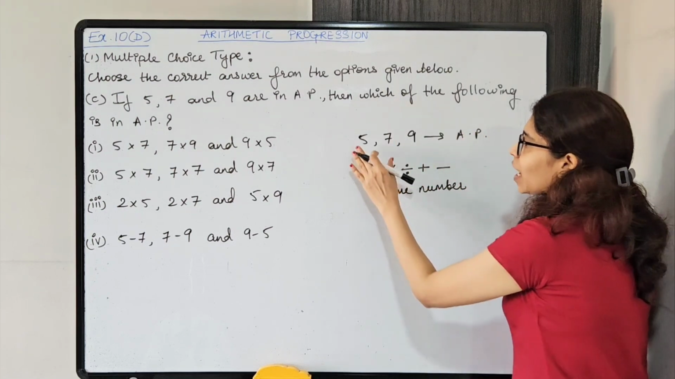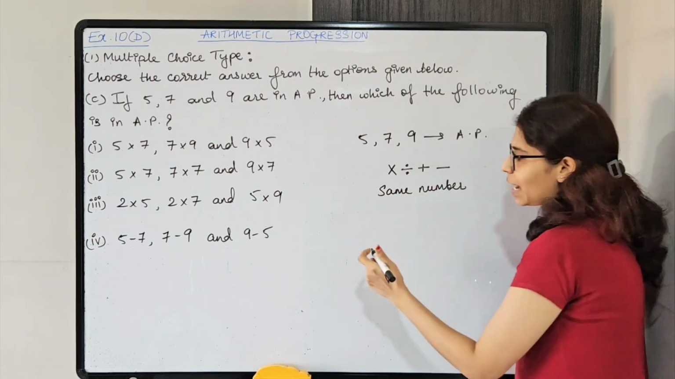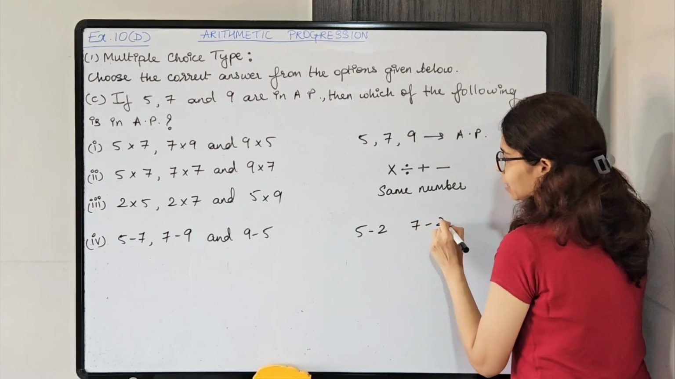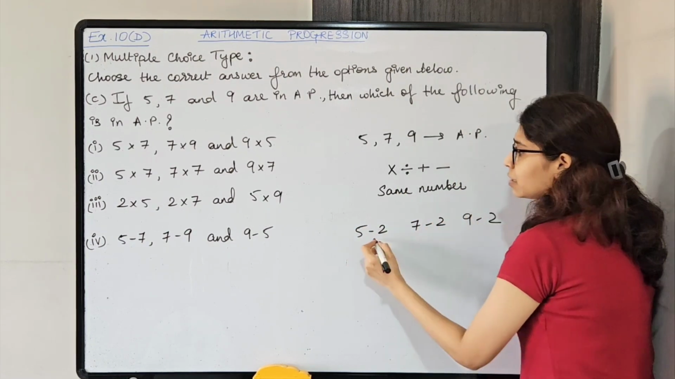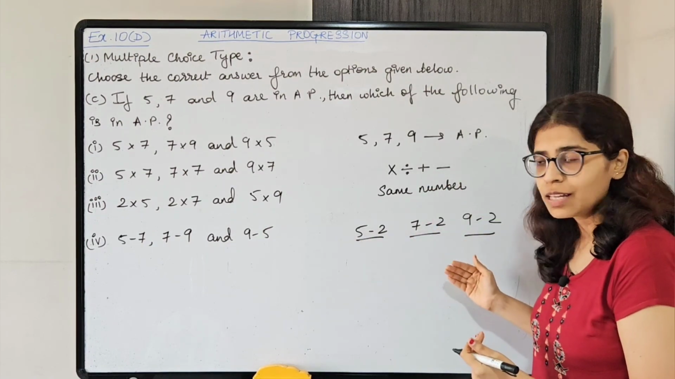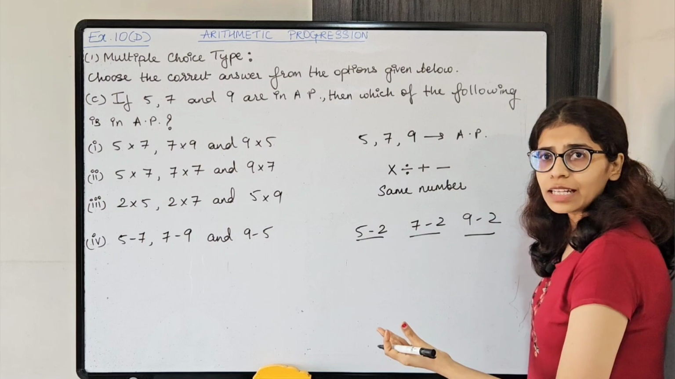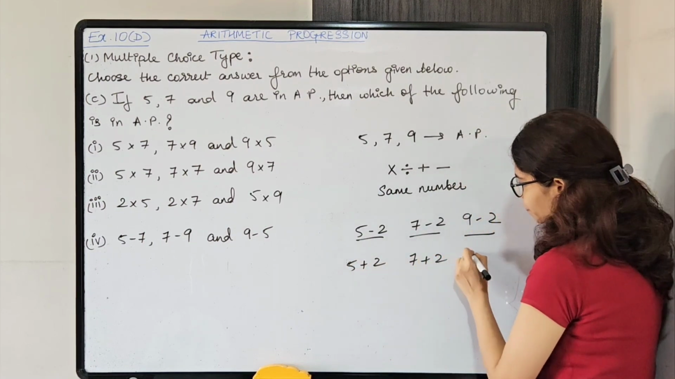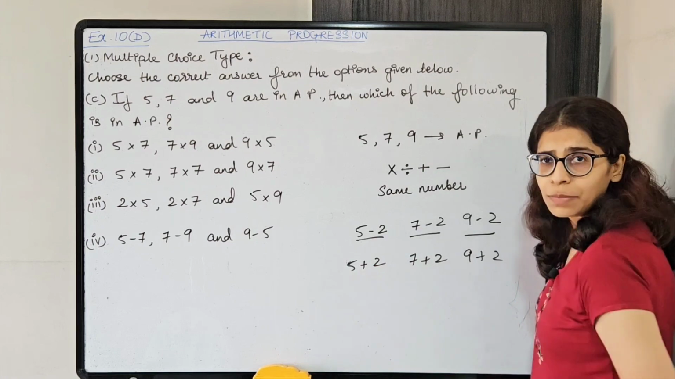So if 5, 7 and 9 है, 5 में मैंने 2 सब्ट्रैक्ट किया, 7 में भी 2 सब्ट्रैक्ट किया, 9 में भी 2 सब्ट्रैक्ट किया, the resulting numbers will still be an AP. Okay, let's say I'm not subtracting, I'm adding. So 5 plus 2, 7 plus 2, 9 plus 2, it will still be an AP.